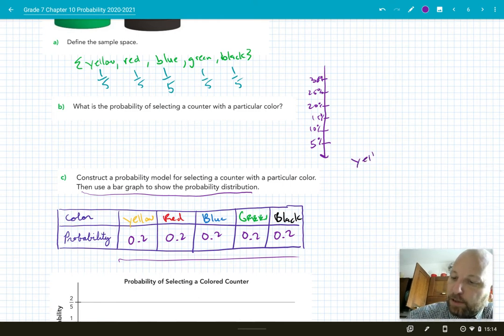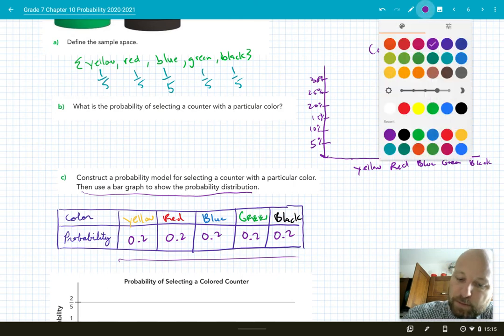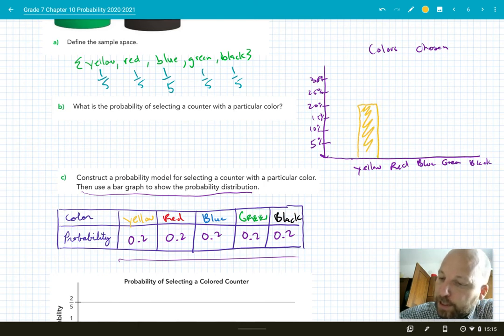And I could put my colors down here: yellow, red, blue, green, and black. I would also label this colors chosen. So I'm going to go ahead and make the model there. Go ahead and use those colors again. Yellow is going to be 20%. That's going to be yellow, 20%.